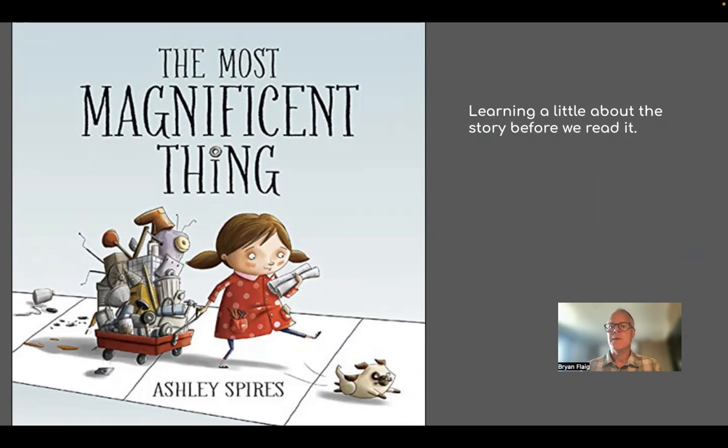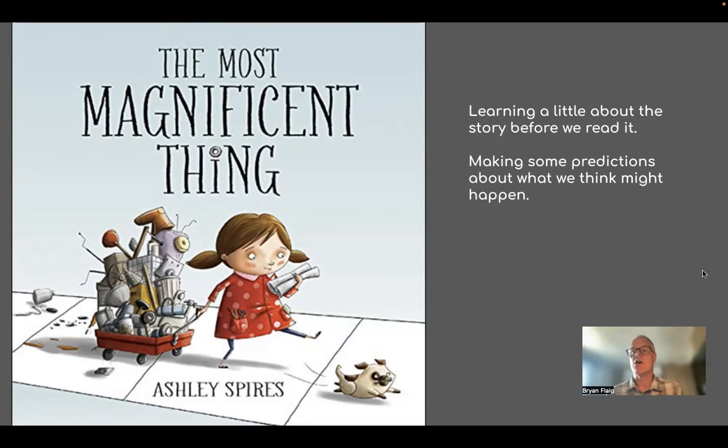So from that, we might ask students to make some predictions about what they think might happen in this story and what they think the girl is doing, what they think the dog's role might be. And then from that, we're interested in this case in activating some prior knowledge. What do the kids know about stories like this? Or what have they learned about stories that they think might help them in their predictions? And then also we're going to generate some interest in learning more. So these are all things we're doing before we even read the book.